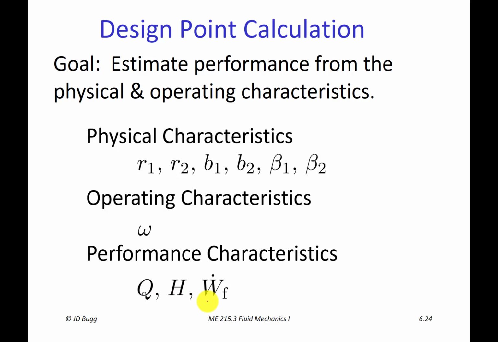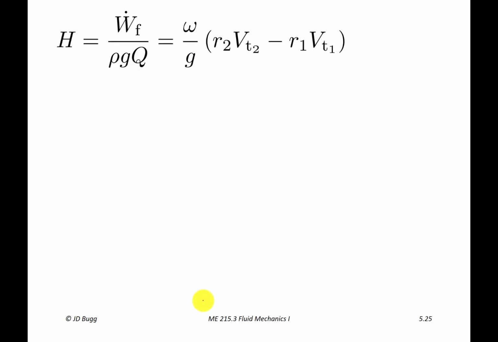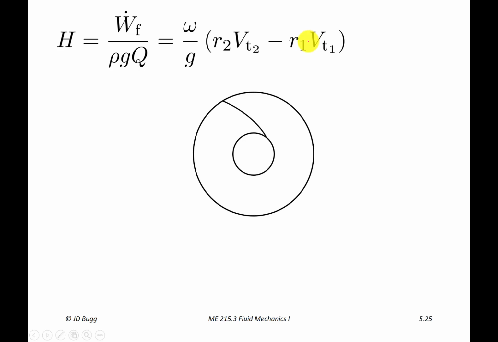So that's what we want to do. Now, going from Euler's turbomachinery equation, we need to make an assumption because there are still too many unknowns in there. So that's what we're going to do next. Here's what we have so far: head as a function of these two tangential velocities, with an operating characteristic and a couple of physical characteristics. So going back to our impeller, what we want to do is look at the inlet.